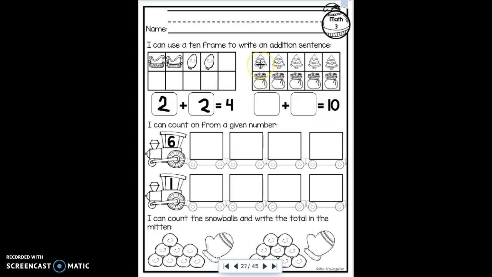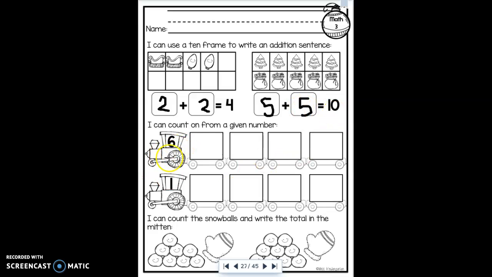Let's see. How many Christmas trees are there? 1, 2, 3, 4, 5. I have 5 Christmas trees. And I have the same number of bags, so that's going to be 5 as well. I can easily look at the picture and see there's 5 here. I counted those, and 5 here. I also know that a 10 frame is made up of 5 on top and 5 on the bottom. So 5 plus 5 equals 10.